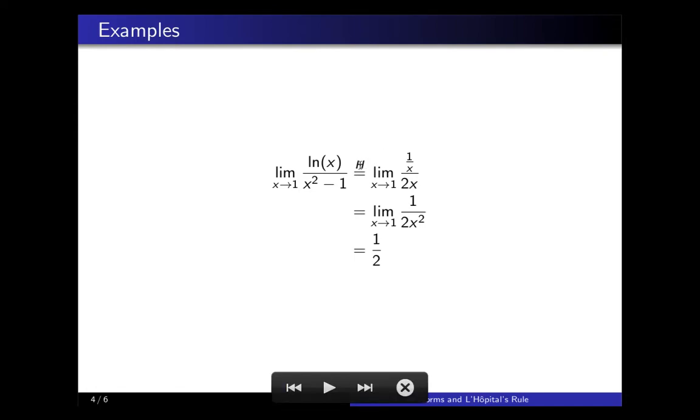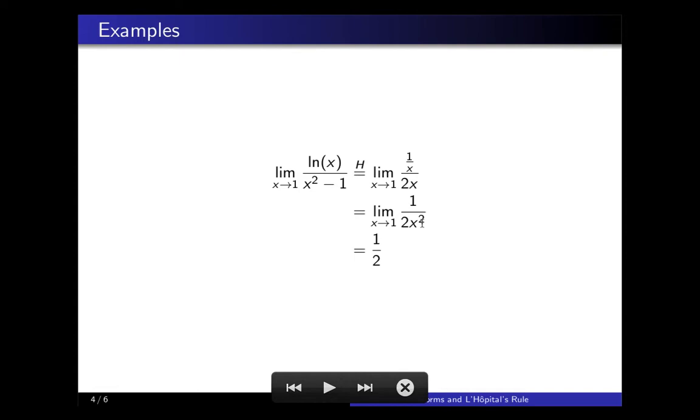Okay, so when we use L'Hopital's rule here, we are saying that we are going to take the limit as x still goes to 1 of the derivative of our numerator, so 1 over x, divided by the derivative of our denominator, which is 2 over x. And we can simplify that a bit and get the limit as x goes to 1 of 1 over 2x squared.